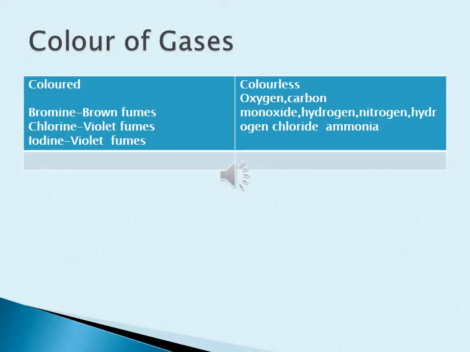Next, chlorine. What is that? Chlorine. That is greenish yellow. Then iodine. That color is violet fumes. Now we will see about colorless gases.